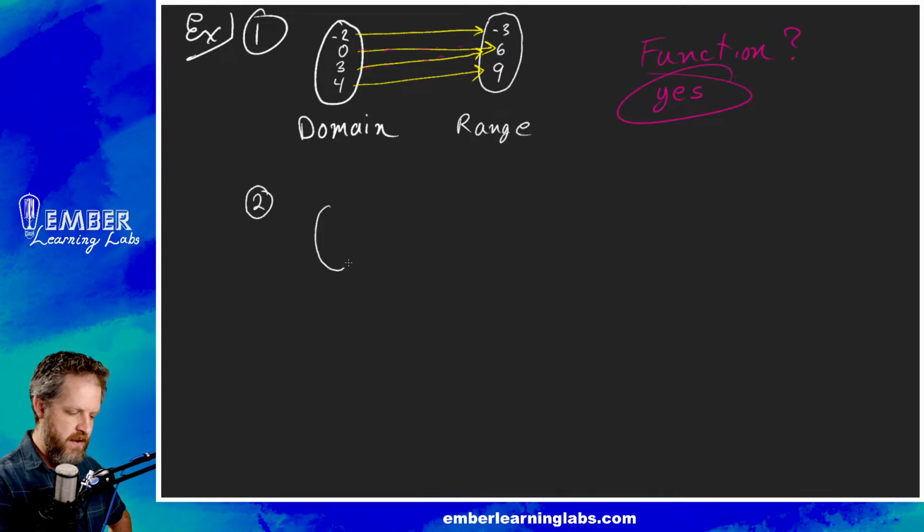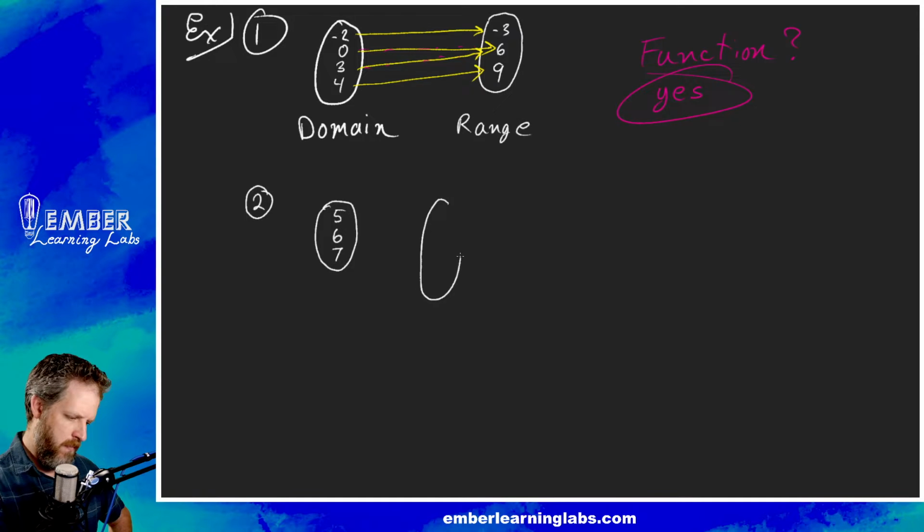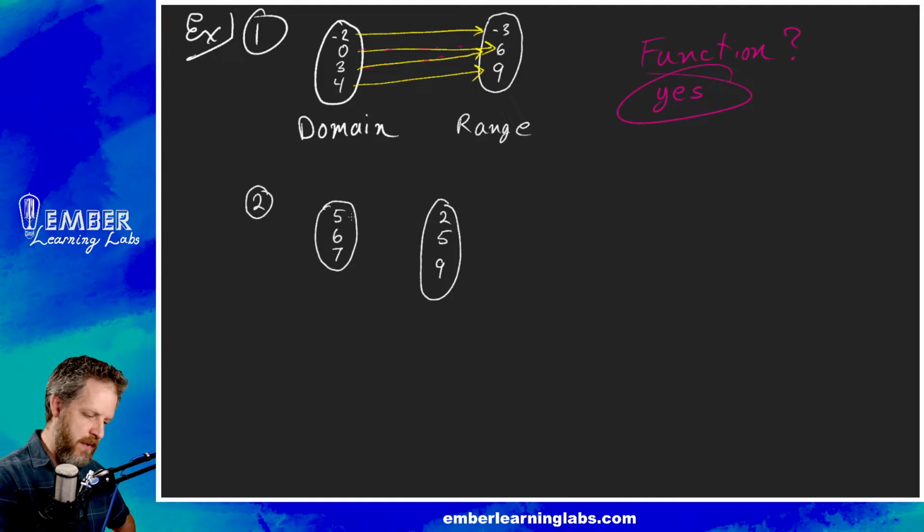List the domain over here as 5, 6, 7. And we're going to list the range over here as, let's say, 2, 5, 9. Now, we're going to map it this way. We're going to map the 5 onto the 2, and we're going to map the 5 onto the 5 as well. And then we're going to map the 6 onto the 5, and the 7 onto the 9.